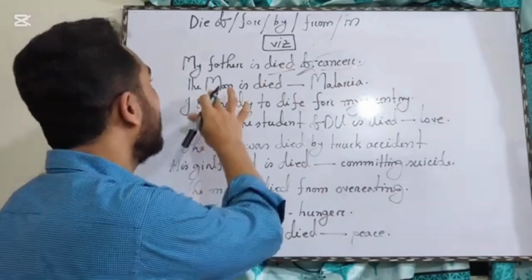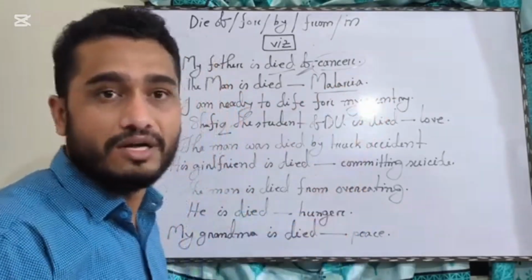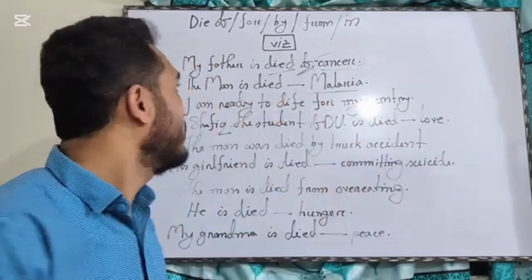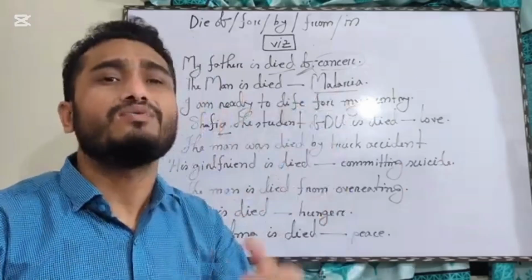So our second example: The man is died malaria. You know what malaria is. So here we have a gap, and we are asked to supply the preposition. So what preposition will I use? The man is died malaria. I mean, malaria is one kind of disease.